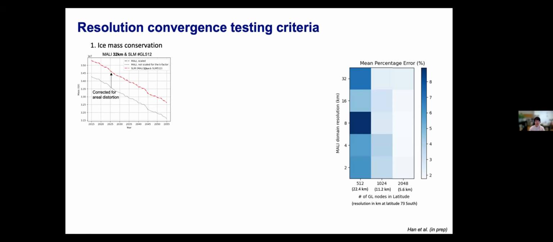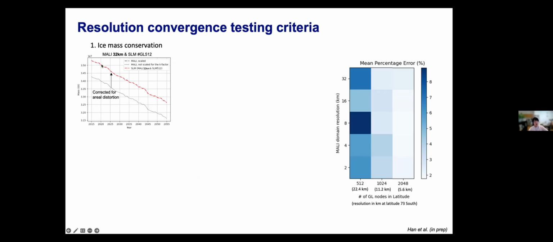The very first one is, very obviously, ice mass conservation. This is the result for the MALI 32 kilometers mesh with Gauss-Legendre, where the number of points in the sea level model grid is 512. This dotted black line is the ice mass seen in the MALI planar mesh. Because it's a planar mesh, you have to correct for areal distortion, so you scale up this mass so that it's on a sphere. When you do that, you see that this red line is right on top of the black line that is corrected for areal distortion, so it's seen as only one line, which means that the ice mass is conserved when you go from the MALI grid to the sea level model grid, which is shown in red.